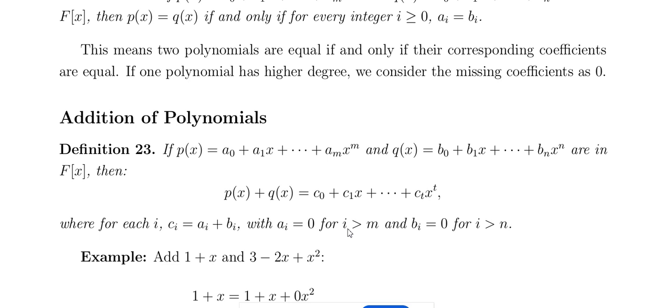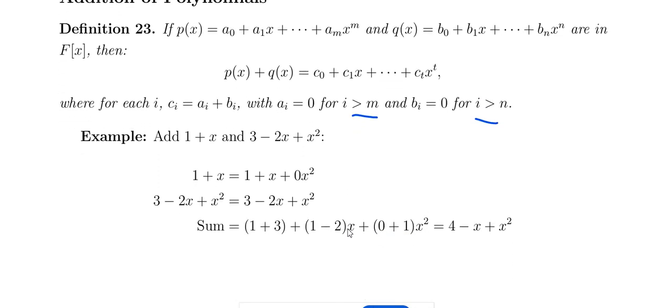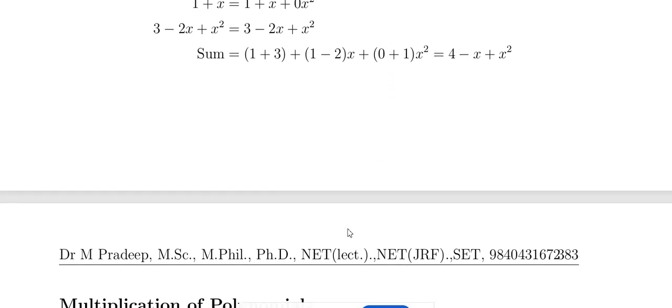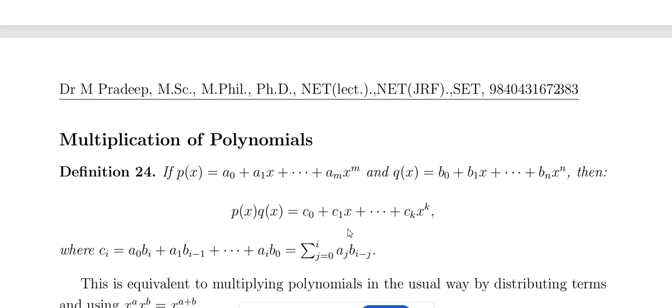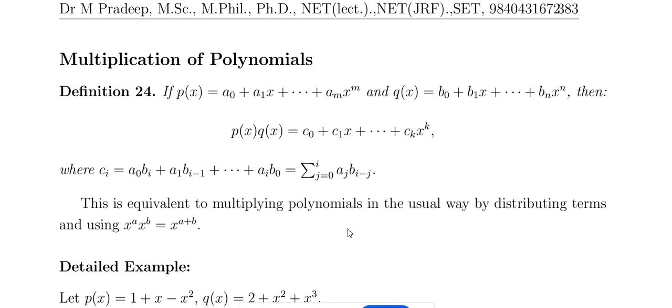That is defined as ci equal to ai plus bi, with ai equal to 0 for i greater than m, and bi equal to 0 for i greater than n. The same way, the product can be defined. How to multiply two polynomials: one m degree polynomial and another n degree polynomial.